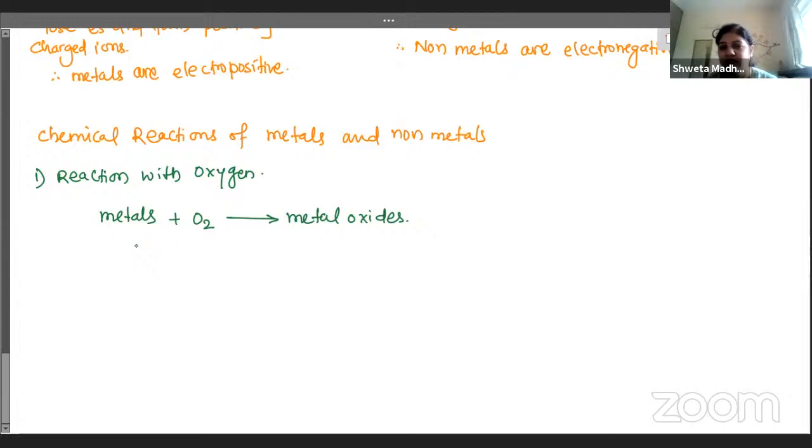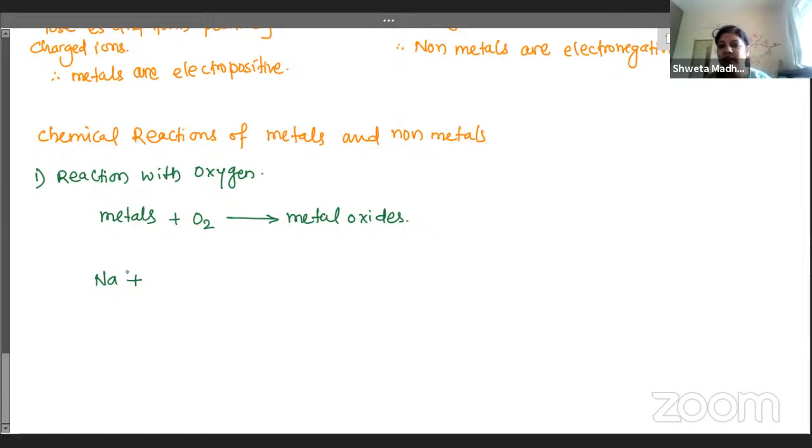Some react very vigorously, depending on their reactivity series. Some react very vigorously with oxygen. Some react with less vigor. Some react only on heating. Some react only on strong heating. But they generally react.